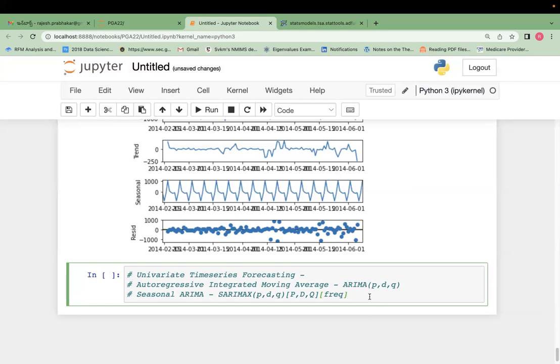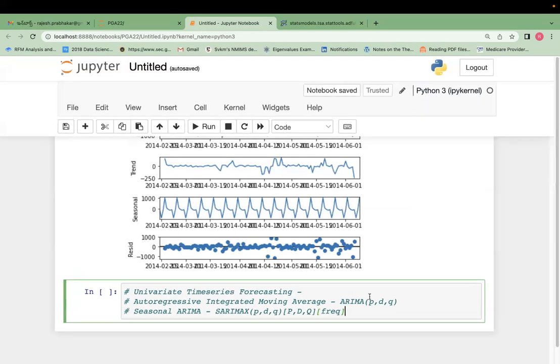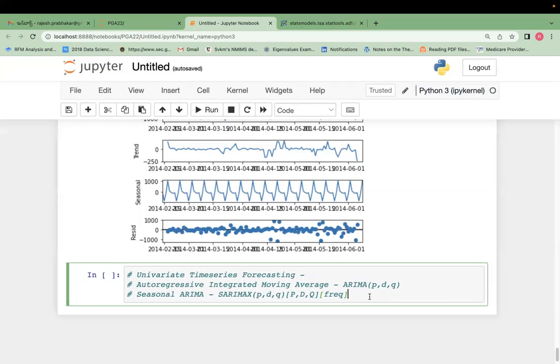So the popular models widely used in industry are for univariate time series forecasting. The popular method is the ARIMA method, autoregressive integrated moving average, ARIMA (p, d, q). I will tell you what this PDQ means. And the seasonal version, seasonal ARIMA or SARIMAX (p, d, q), and then the seasonal parameters PDQ and the seasonal frequency. We will get the seasonal frequency.